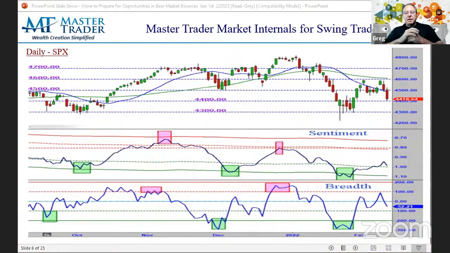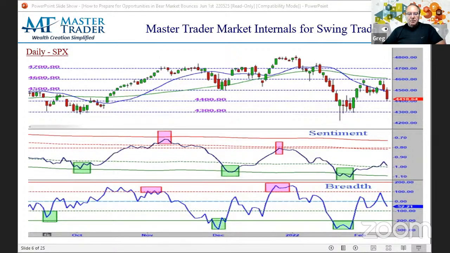Now, what is a McClellan oscillator? All it is, it's so simple. If you know what a MACD indicator is, it measures the difference between two moving averages. So it looks at advancers minus decliners, right? That raw data, and it plots a 19 period exponential moving average and a 39 period exponential moving average. And then it measures the difference.